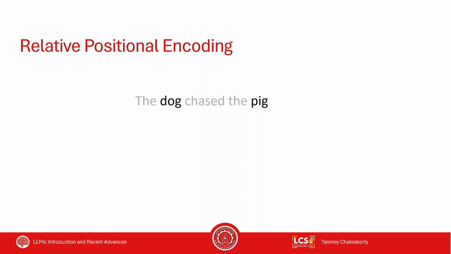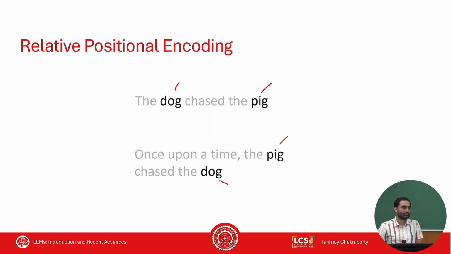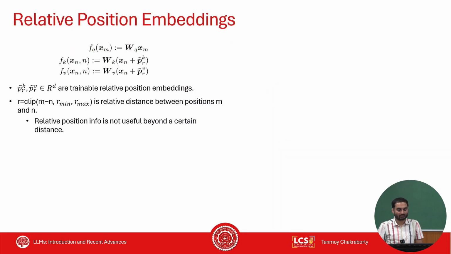So let's say the dog chased the pig. Once upon a time, the pig chased the dog, right? If you look at the relative positions between these two, they are the same, although the two words got swapped. And a few tokens were added at the beginning, but the relative position is the same. The relative position is |i - j|, or |m - n|. So we will basically try to preserve the relative position instead of preserving the absolute position.